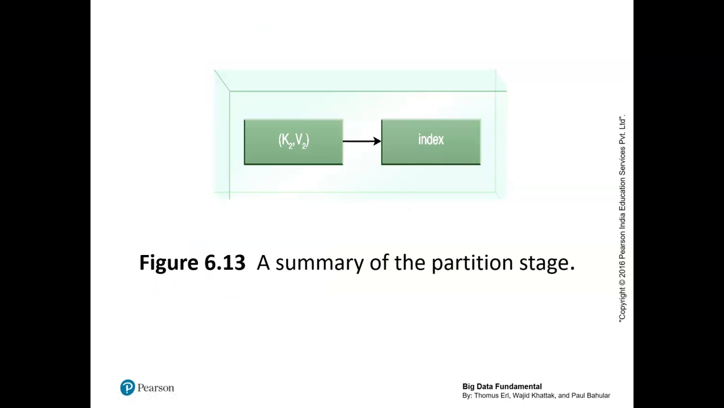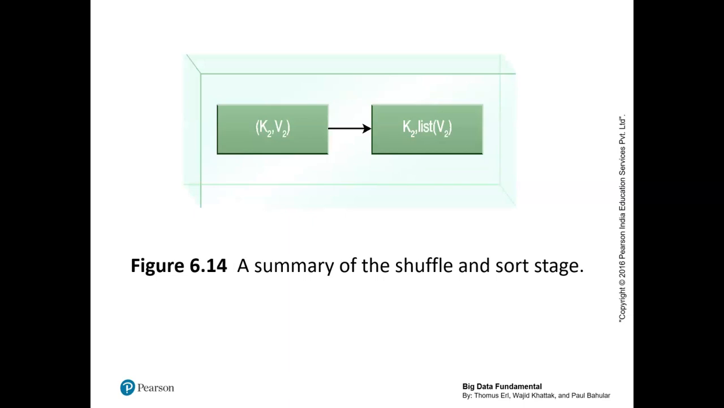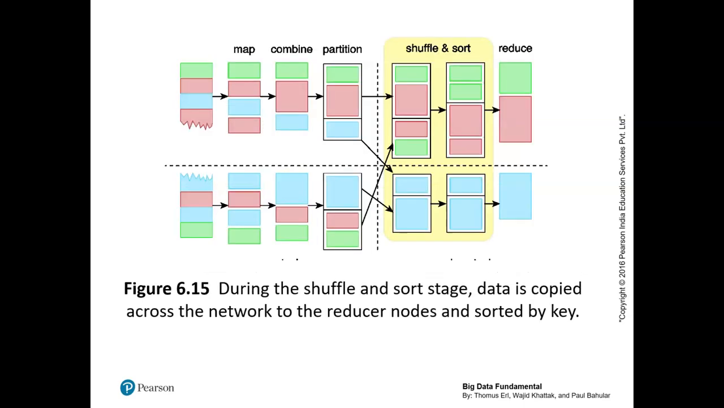Now we can see here the summary of the partition stage and how it is summarized. Usually the key and value are indexed, and after the indexing, the summary of the shuffle and sort is done, and mathematically it is shown in the figure as seen in the slide.